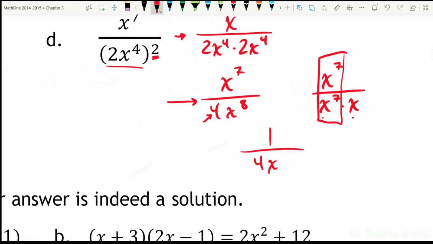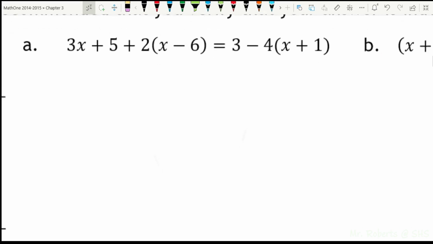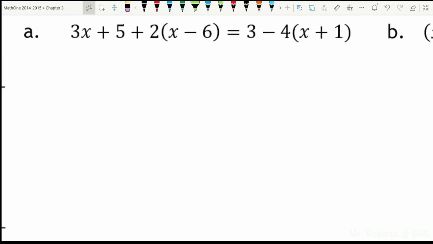Okay, next. It says, solve. It's recommended that you verify that your answer is indeed a solution. Let's take a look at this one. So first thing I'm going to do is use this thing that we call the simplest form of the distributive property, and I'm going to rewrite the left-hand side. So I'm going to have here a 3x plus a 5 plus, here's a rewrite, 2x minus the number 12. Why did I write 16? I don't know. 2x minus the number 12. That's better.